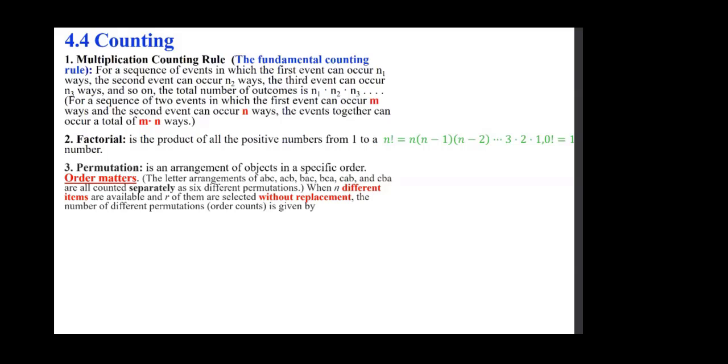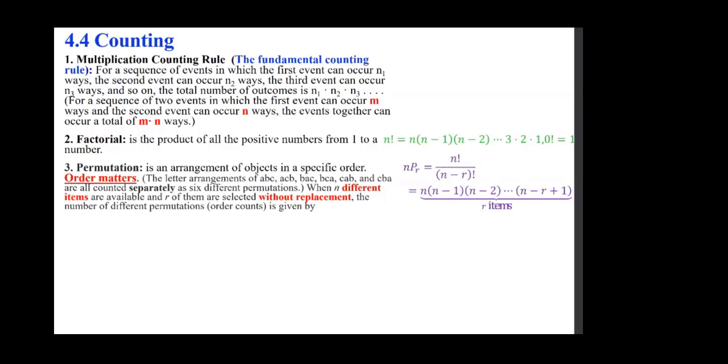Permutation is an arrangement of objects in a specific order. Order matters. The letter arrangements of ABC, ACB, BAC, BCA, CAB, and CBA are all counted separately as 6 different permutations. When n different items are available and r of them are selected without replacement, the number of different permutations when order counts is given by nPr, which is n factorial over n minus r factorial. With n factorial, you can go all the way down to r items and then get rid of the rest. But what I want to mention is different notations.